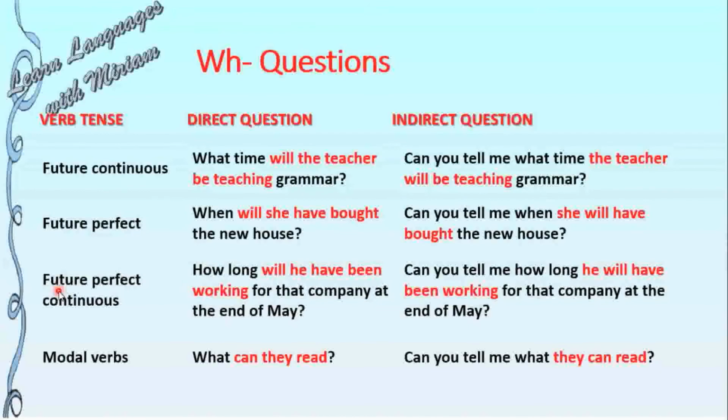Future perfect continuous. How long will he have been working for that company at the end of May? Can you tell me how long he will have been working for that company at the end of May? Modal verbs. What can they read? Can you tell me what they can read?